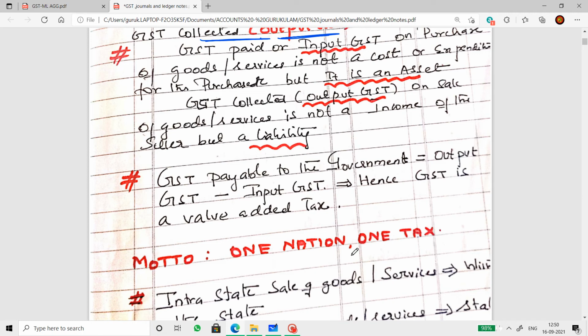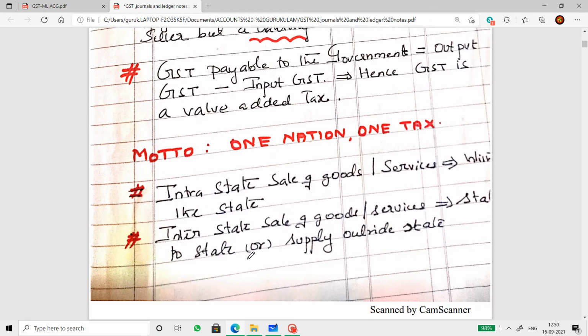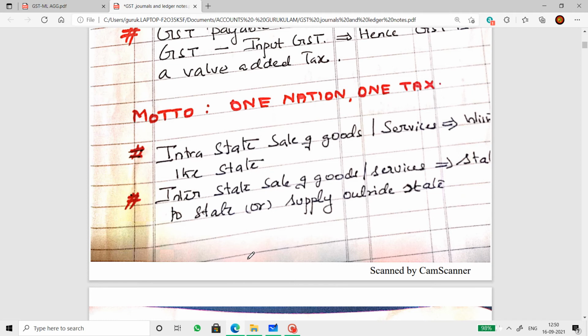To bring the entire nation under one tax bracket, GST was implemented by the central government in the year 2017. Now, as we know, we are a very big country with different diversity, right? We have many states and union territories. Now, what happens when the buyer and seller reside in the same state? Or what happens when the buyer and seller live in two different states? Let me correct myself, it is state, not place.